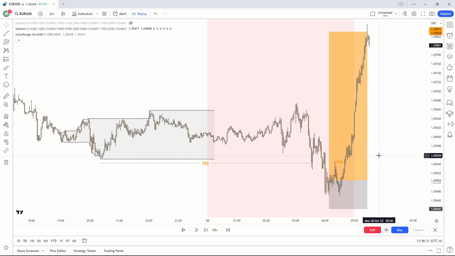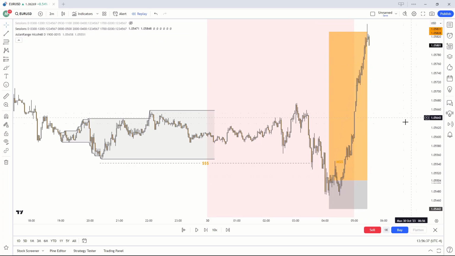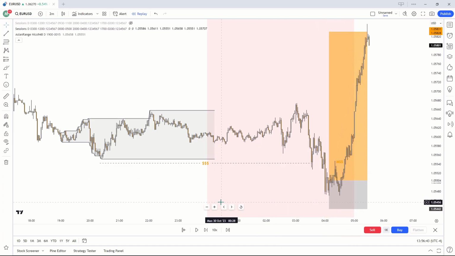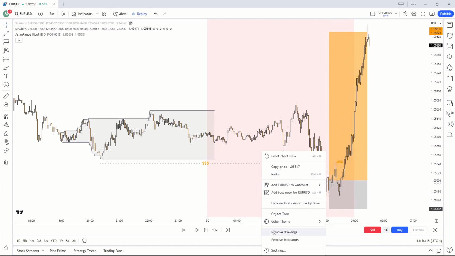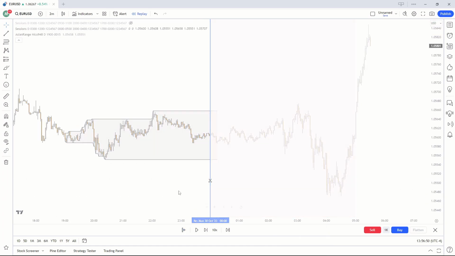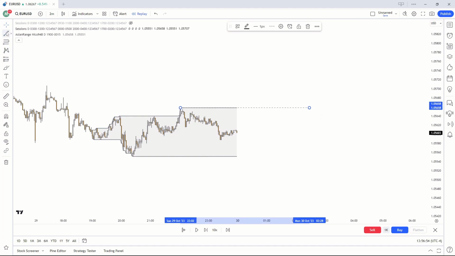Alright, guys, now on USD, I did catch an amazing 1 to 5 with about 30 pips, which is absolutely amazing, guys. If you were to risk 1% on this trade, you'd make 5% on your account, which is absolutely amazing. So I'm going to start off by removing all drawings once again. And now simply replaying the market. Okay, guys, so simply we've got our Asian highs and our Asian lows.